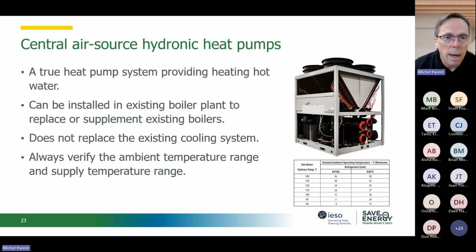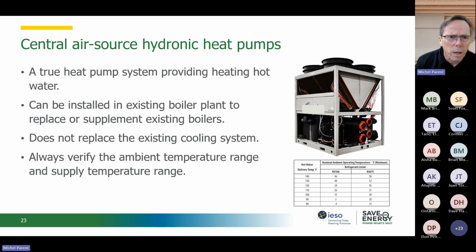If you try to size a system to provide 100% of the load of your building using a central air source hydronic heat pump, you would pay quite a bit because the last 20% of the capacity would be used for very few hours in a year. So it is always better to have a hybrid system if you go with a hydronic air source heat pump.